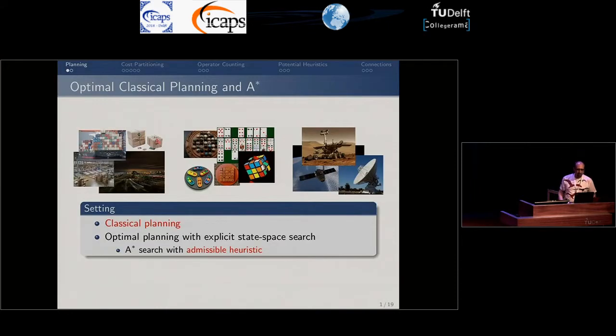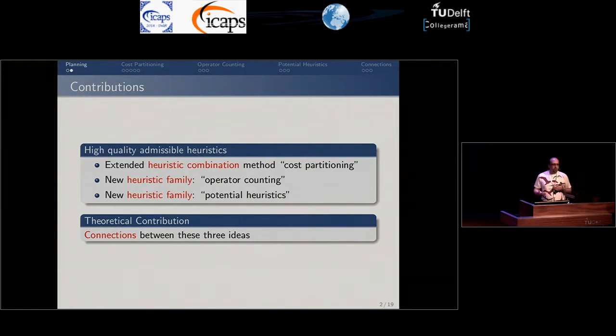So, my thesis was in the area of optimal classical planning. We're looking at single agent and discrete problems there, kind of simple problems within planning, and we're trying to solve them optimally. What we are doing there is to use A-star search with an admissible heuristic, so a lower bounding heuristic. And my thesis makes 3 contributions in this direction.